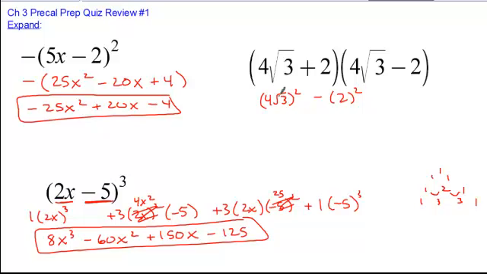Remember, we have to square both parts of this number. So 4 squared is 16, root 3 squared is 3, 2 squared is 4. So you get 3 times 16. If you think about 3 times 10 is 30, 3 times 6 is 18, 30 plus 18 is 48, minus 4, and when you simplify or combine those, you get your final answer, 44.